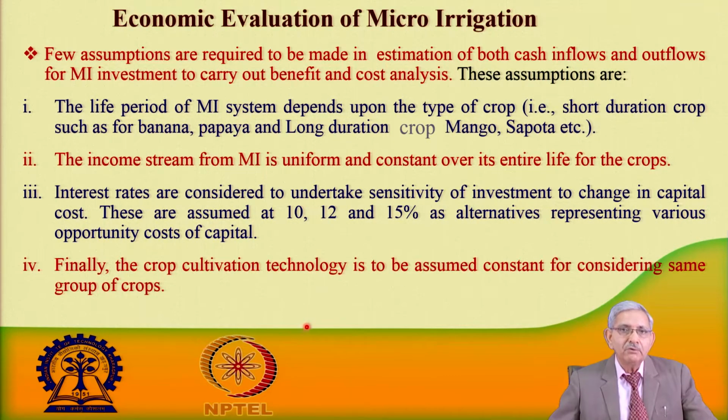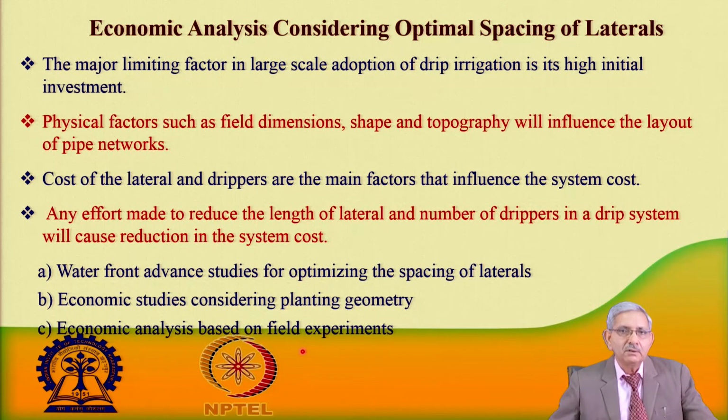Finally, the crop cultivation technology is assumed to be constant for considering the same group of crops. So, any group, long duration as well as short duration crops, are brought under the same category. Now, that is one way of making estimation.